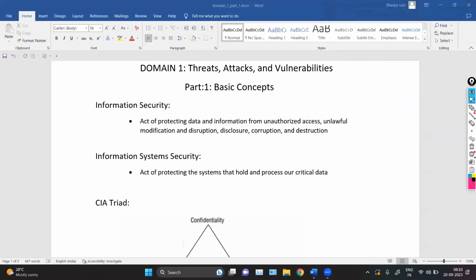Okay. So our definition says the act of protecting data and information from unauthorized access. Unlawful modification, like we are ensuring that no one can modify our data, no one can access our data, which is any unauthorized access, any unlawful or unauthorized modification, and disruption, which is in the availability of data, and disclosure of the information, corruption of data, and destruction. So we are ensuring these things.